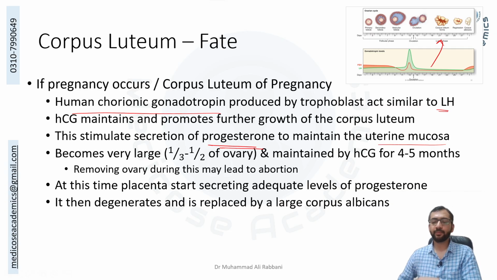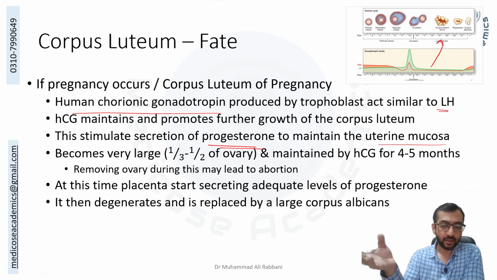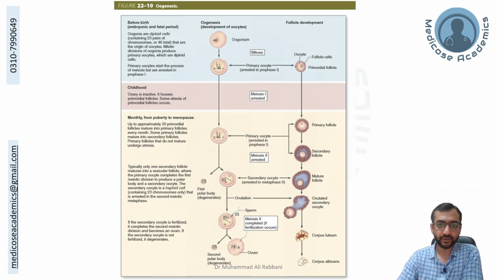After 4 to 5 months, the placenta is developed and matured, and it starts to secrete adequate levels of progesterone. Then the corpus luteum degenerates and is replaced by corpus albicans, which occurs early in the non-pregnant case. So the corpus luteum has different fates depending upon whether pregnancy occurs or not. I'm not discussing those in detail here.